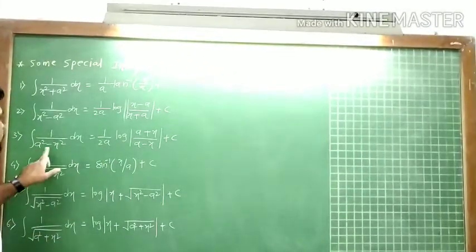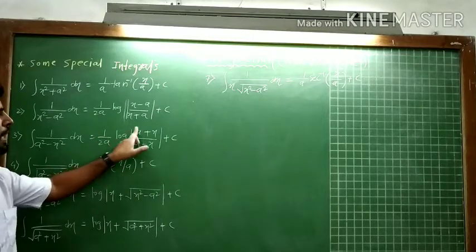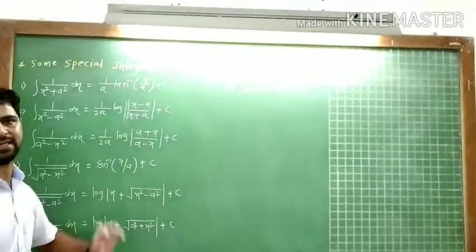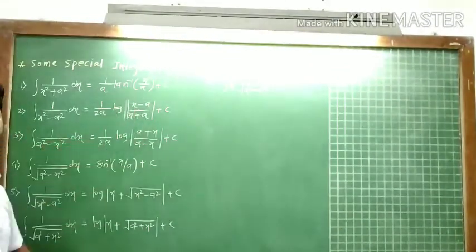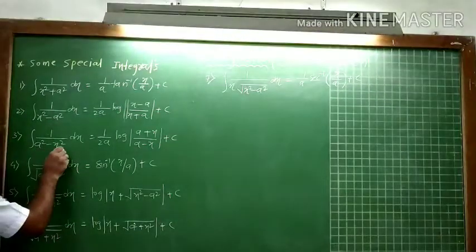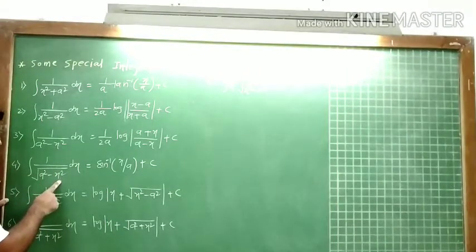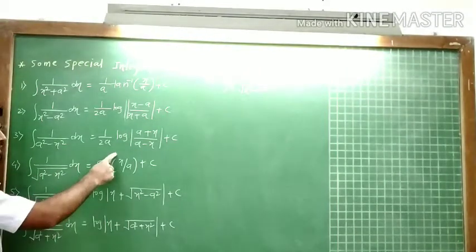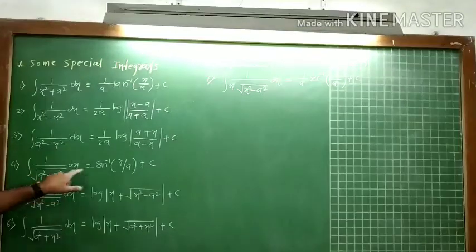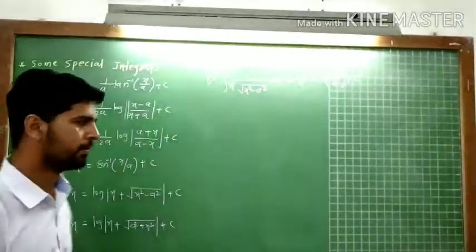So the integration of 1 upon a square minus x square dx will be 1 by 2a log (a plus x) upon (a minus x). You can see the difference between these two fractions. Okay. Then if you have this a square minus x square inside the root, 1 upon root a square minus x square dx, the integration is sin inverse x by a plus c.